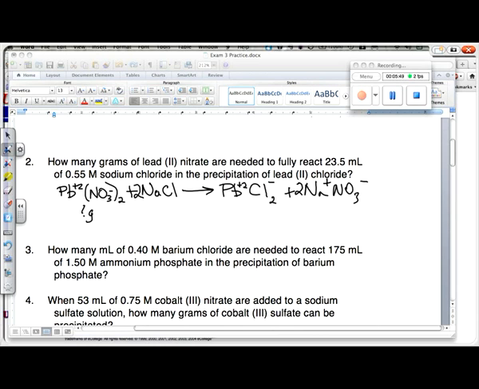And then let me put some additional information in from the problem. 23.5 milliliters, 0.55 molar. All right, so this is stoichiometry. If you're not in moles, get there. We're going to do that first here. Let me get a little shorter arrow so I have room to write my moles. So we're going to convert to moles using our molarity. 0.55 moles per liter times 0.0235 liters, switching those milliliters to liters.